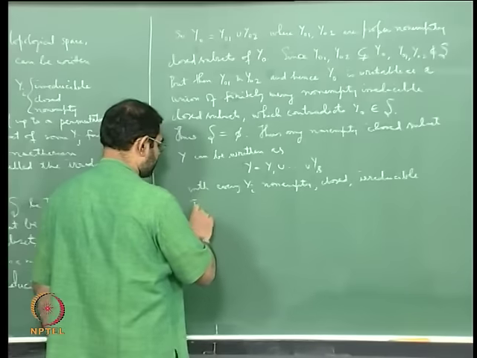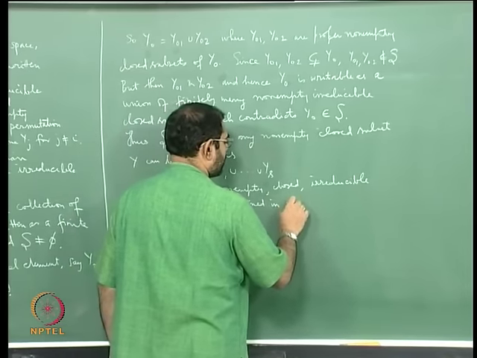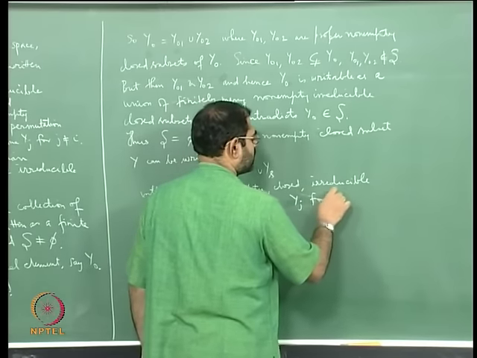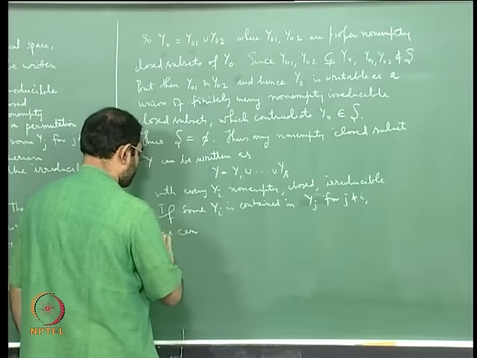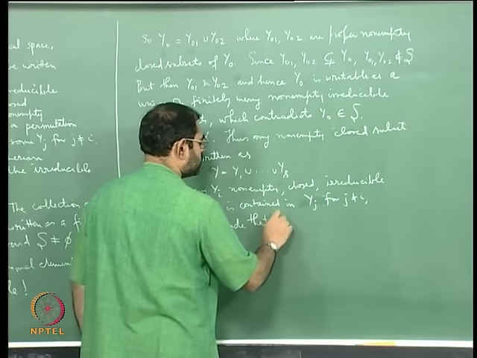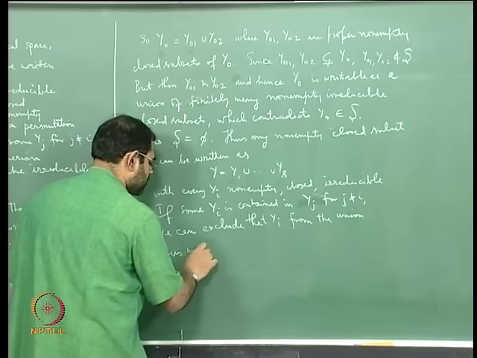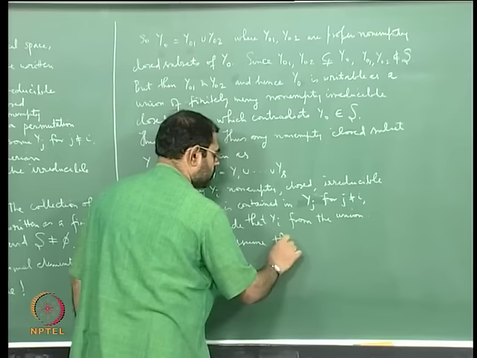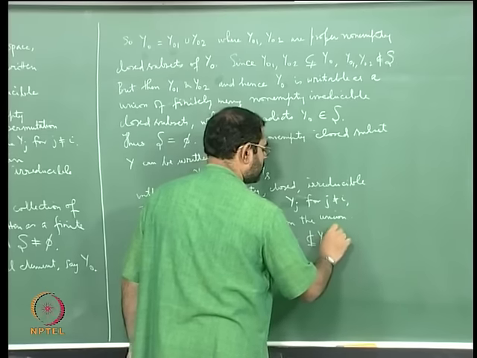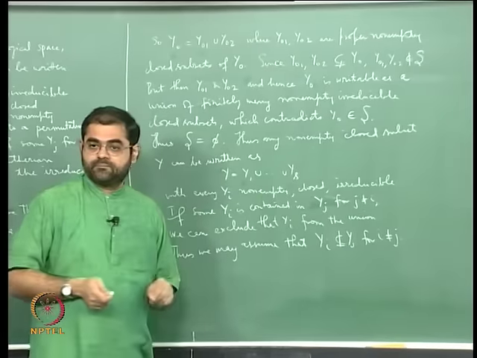So, if some Yi is contained in another Yj for j not equal to i, we can exclude that Yi from the union. Thus, we may assume that Yi is not contained in Yj for i not equal to j. That is, the union is not redundant. Okay, this you can assume. It is obvious. The point is that once you assume that, this decomposition becomes unique. That's what we're going to prove next.